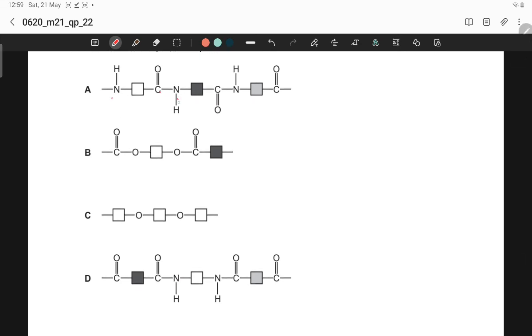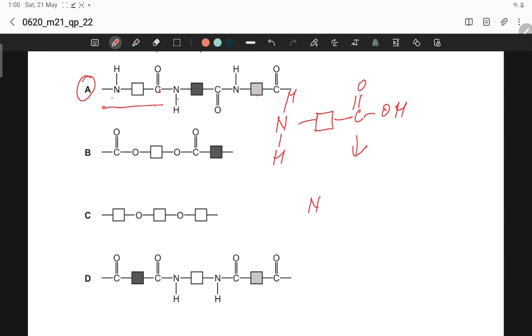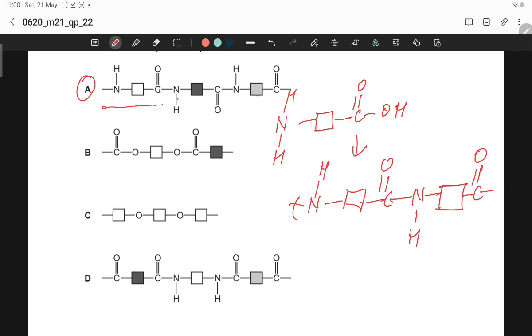Which structure represents a protein? NH, C double bond O, NH, C double bond O. So this must be correct. This is the structure of a protein: C double bond O, OH and NH2. When they polymerize, NH, C double bond O, NH, C double bond O forms. So this must be correct.